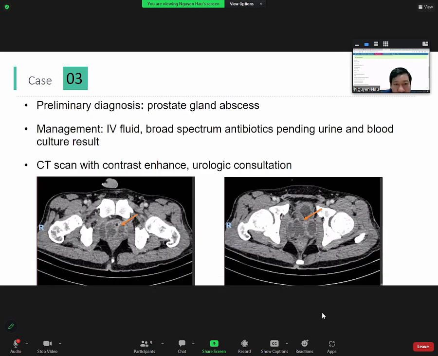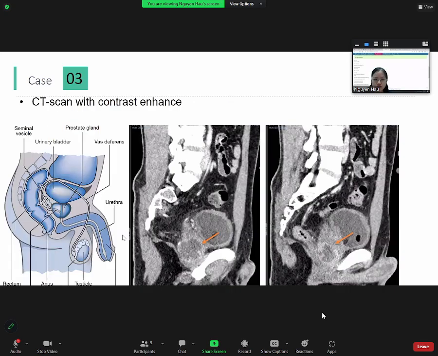Primary diagnosis: prostate abscess. Management: IV fluids, broad-spectrum antibiotics, urine and blood culture results, and CT scan with contrast. Dr. Han, we saw many people ask about the CT scan information. So in this CT scan, you can see the prostate gland is enlarged, and there are many abscesses here. This is the image in a coronal view, and this one in a sagittal view, you can see the prostate abscess here. Okay, we can continue.